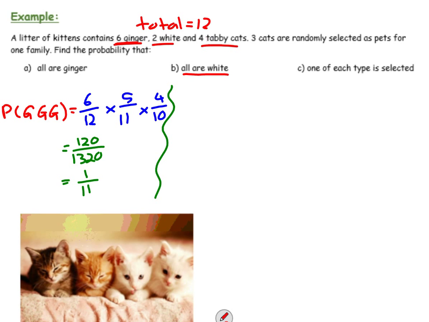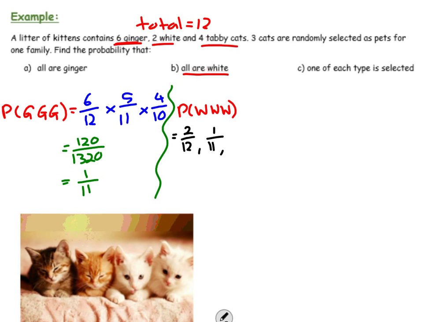So this is tricky because it's asking for 3 cats and only 2 are white, but to show working out, you can still go probability white, white, white. I'll do it down here to save a bit of space. Equals, there's a 2 in 12 chance that the first one's white, and then because you've already selected a white cat, there's 1 white cat left out of 11 cats left in the litter.